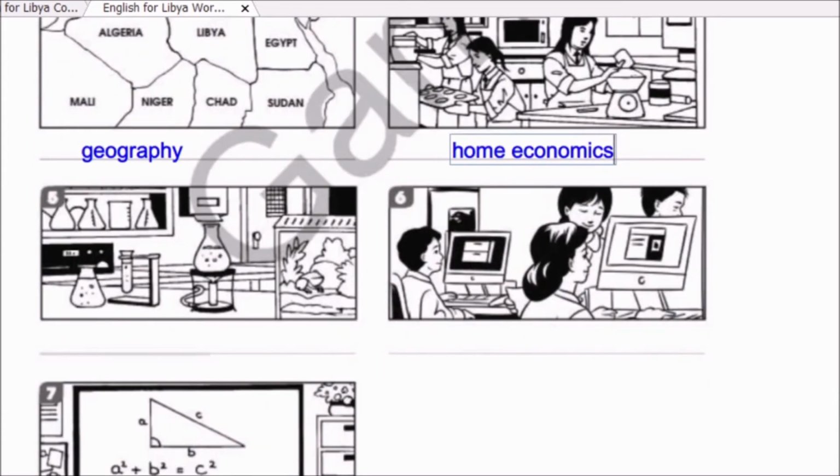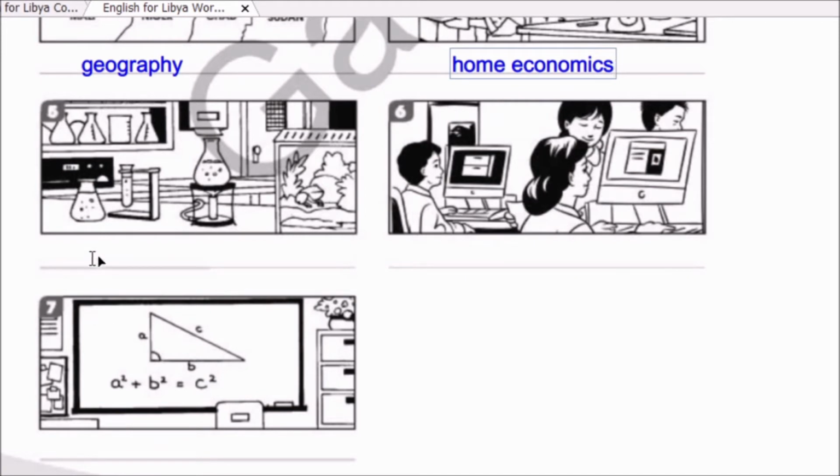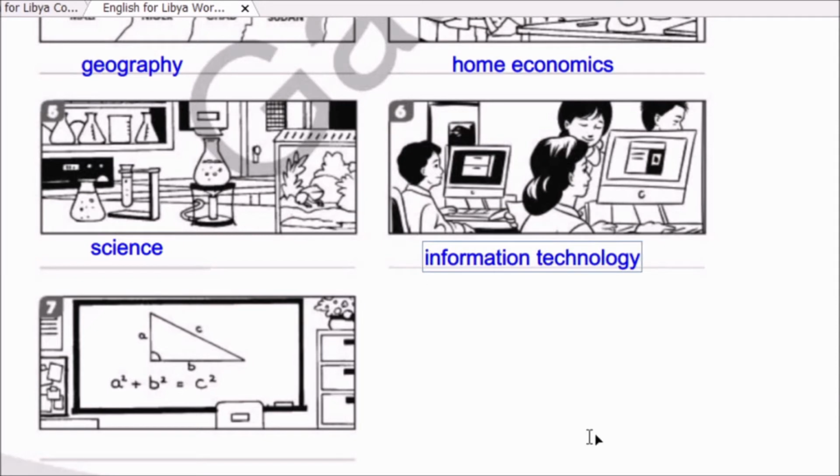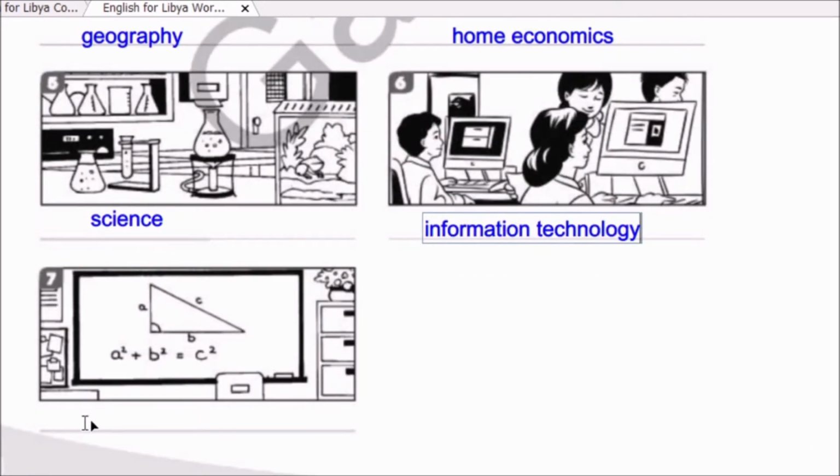Very good. Number 5, what do you think it is? Number 5 is very good. Science. Number 6, what do you think it is? Very good. Information technology. Good job. And the last one, number 7, what do you think it is? Good job. Mathematics. Very good. You can stop the video, write them, and then come back again. Now let's move on to the next question.